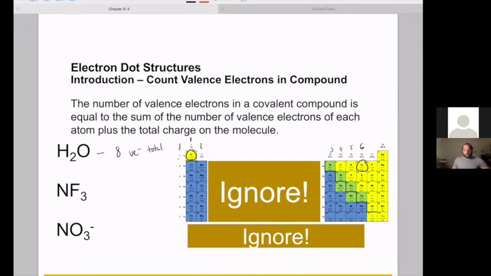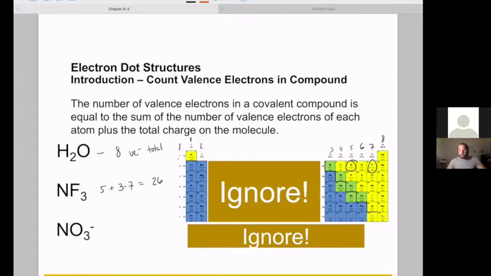What about nitrogen trifluoride? So let me get rid of this, and I'll fill out. Nitrogen trifluoride. Okay, so nitrogen has 5 plus 3 times the 7 on the fluorine, right? So the total number of valence electrons within this molecule would be 26.